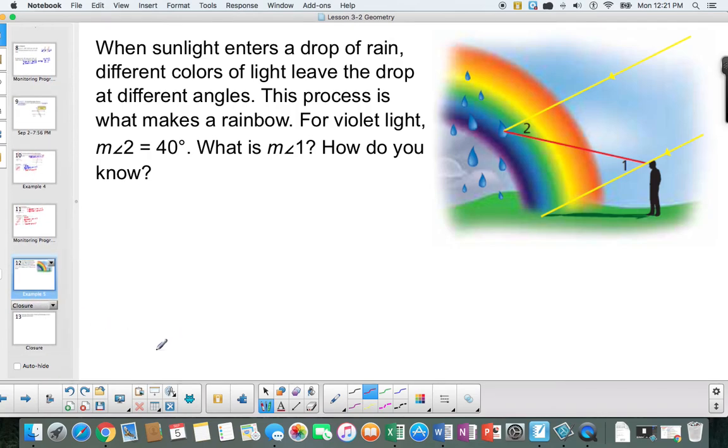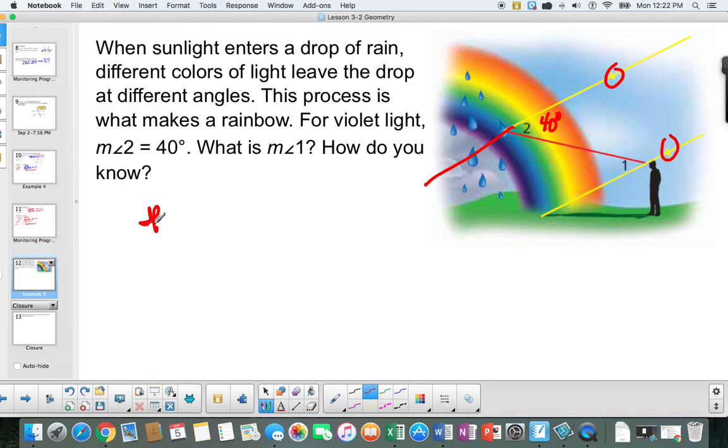All right, let's take a look at this picture. We are being told that angle 2 is 40 degrees, so I'm going to put 40 degrees here. And I see some parallel lines. And if you need to, you can make these lines even longer. And we can see that these are interior angles. They're on different sides of the transversal, so they're alternate interior angles.